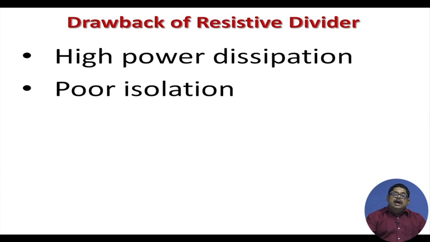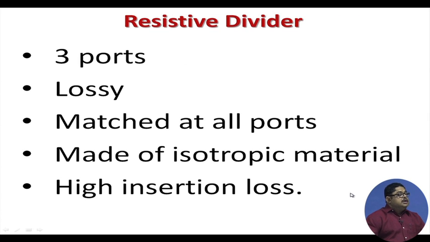Now, there is a design by Wilkinson. A resistive divider, you see again the summary: 3 ports, lossy, matched at all ports, made of isotropic material, high insertion loss, because inside it half of the power is lost. So, insertion loss is quite high.